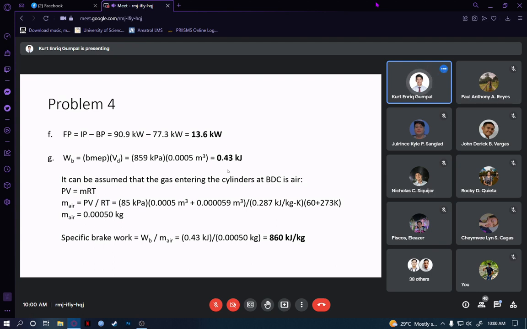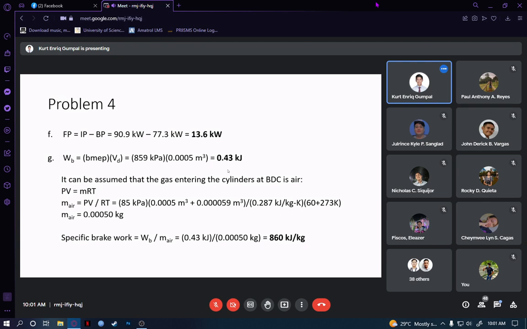0.43 kilojoules divided by 0.0050. Now, your air, again, I have to repeat: your air should be identified as an ideal gas and you have to always use PV equals mRT. If no mass of air is given, definitely the pressure and temperature will be given. If no pressure and temperature are given for the ambient conditions, definitely the mass of air will be given, because you cannot solve for one without the other pair.